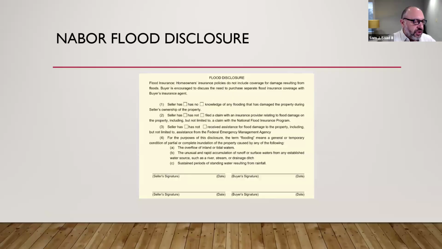Sue, that's a great question. Sue in the chat is asking if the fifth floor unit does not flood, but the garage flooded, doesn't need to be disclosed. And there's been a lot of debate at the NABOR legal resources on this question. If the condominium building's common elements are flooded or damaged from hurricanes or other flooding events, I would think that you would need to disclose that on this form as flooding of knowledge that has damaged the property.